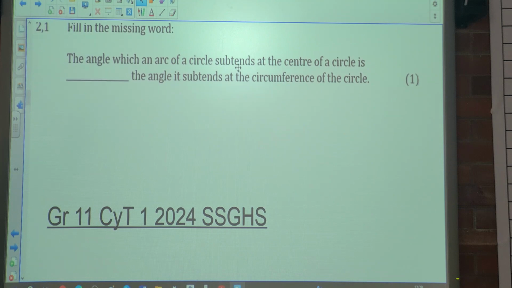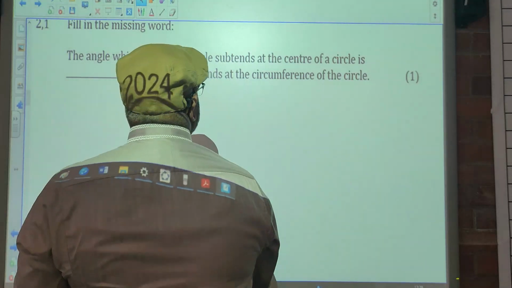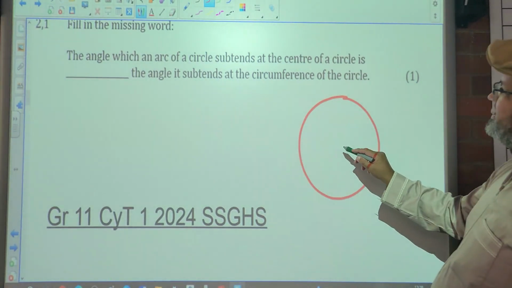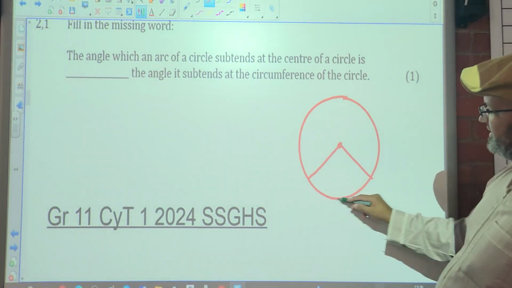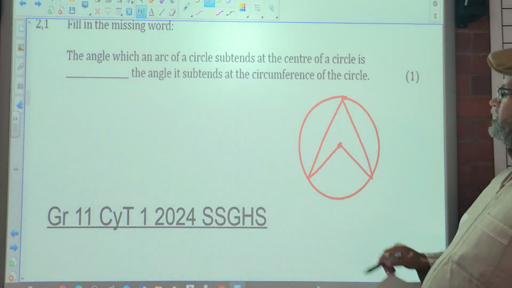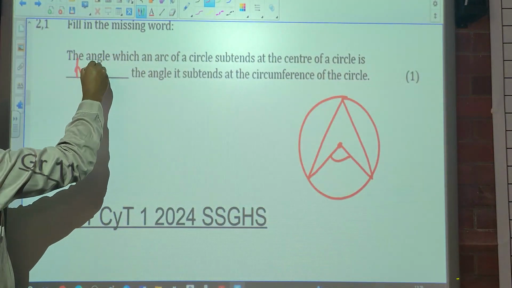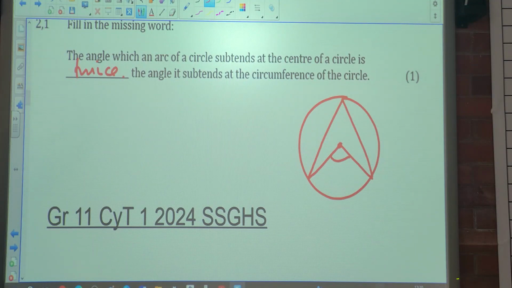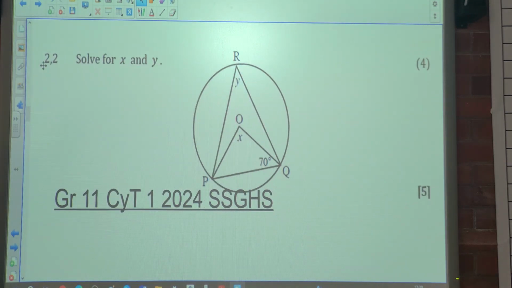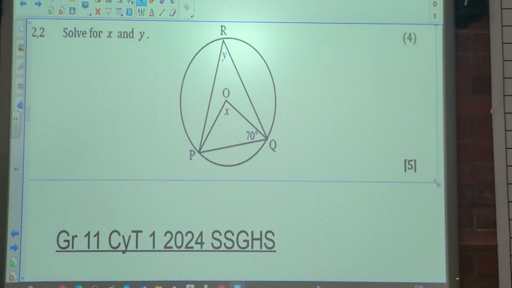People, the question says fill in the missing word. An angle which an arc of a circle subtends at the center is twice the angle subtended at the circumference of the circle, or 2 times, or double. Alright, so let's go to the next question. Now we are told for 4 marks, solve for x and y.